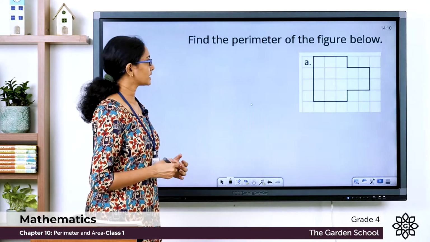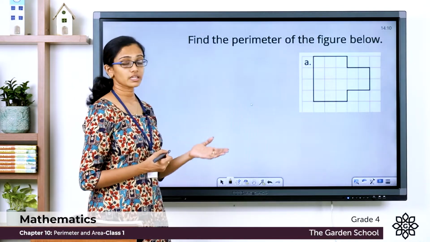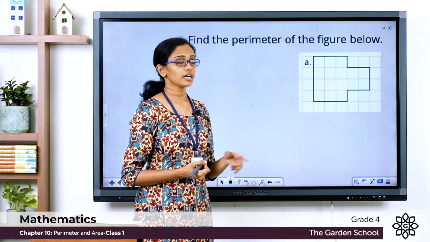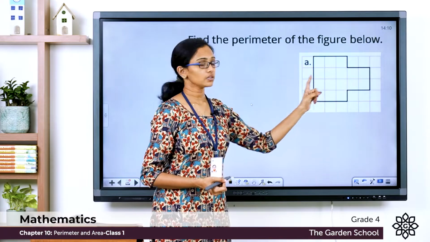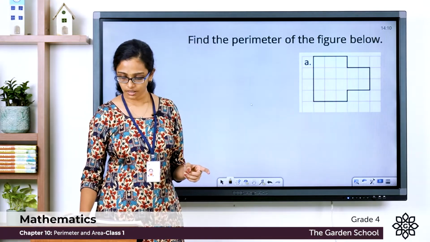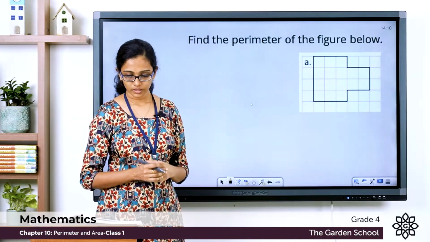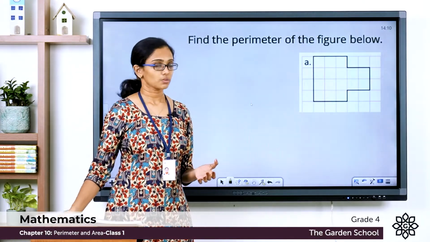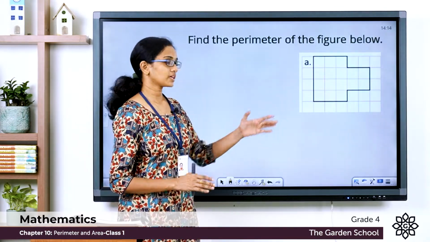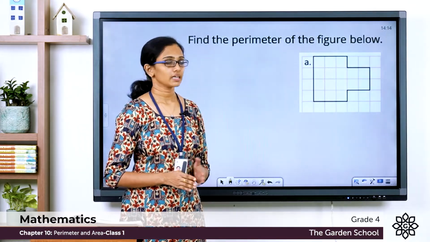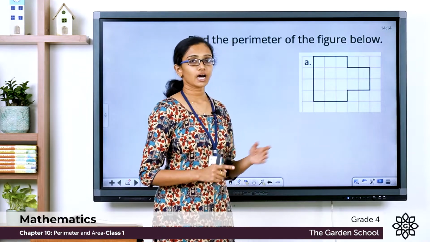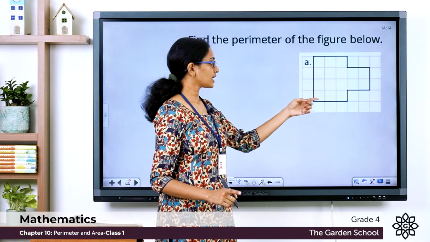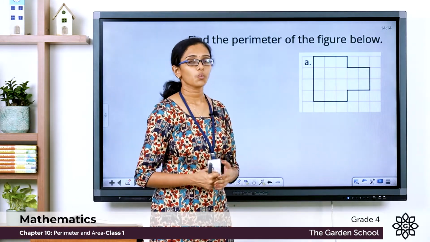Now we'll see a different example. Find the perimeter of the figure given below. You can see a figure given here, and this figure is placed on a square grid. You see the square grid? You can see this picture in page number 144 and under the question number 2 of exercise 10.1. You can see this figure is being placed on a square grid, and the squares in this grid are all of the same size. If one side is 1 unit, all the other sides of each square will also be 1 unit.